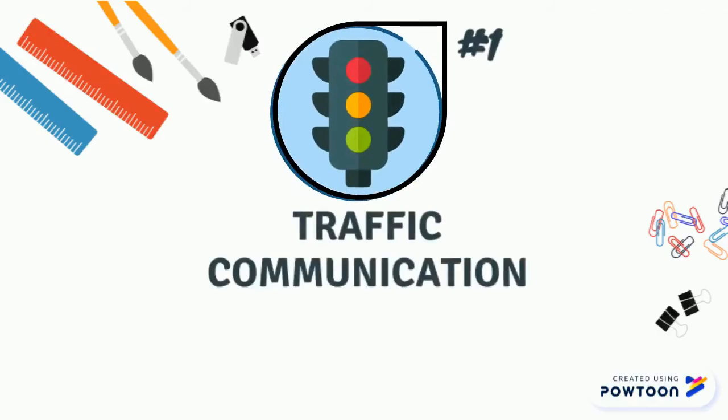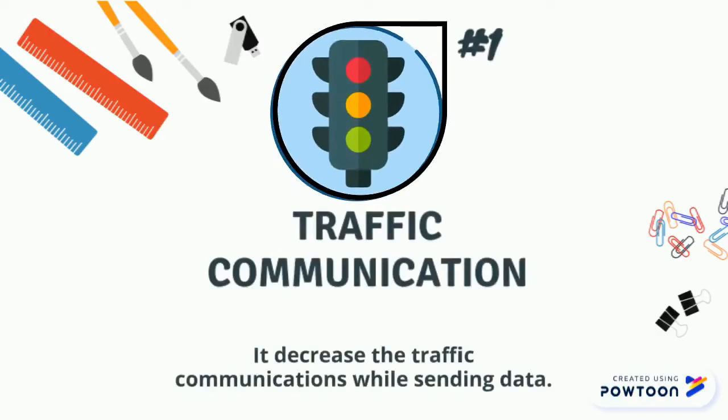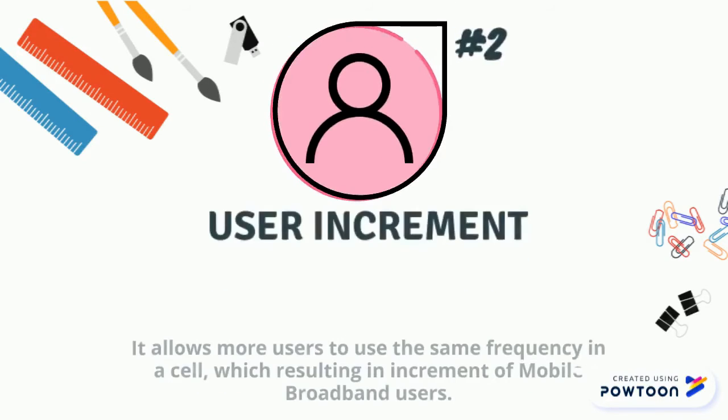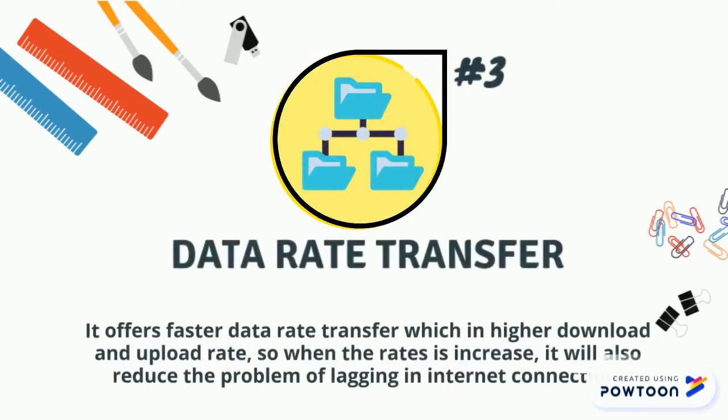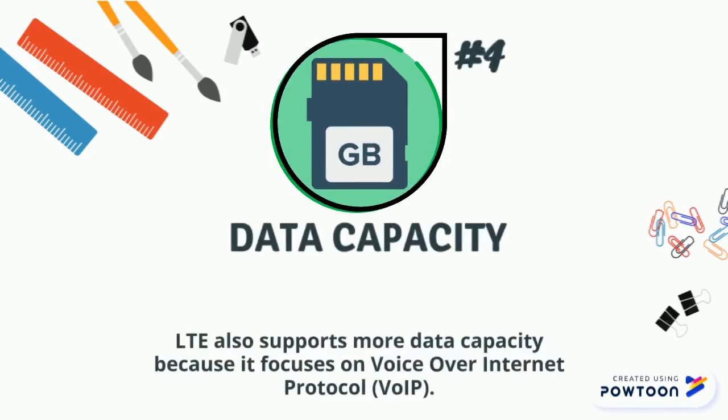Traffic communication. It decreases the traffic communication while sending data. User increment. It allows more users to use the same frequency in a cell, which results in increment of mobile broadband users. Data rate transfer. It offers faster data rate transfer, which means higher download and upload rate. So when the rate is increased, it will also reduce the problem of lagging in internet connection. Data capacity. LTE also supports more data capacity because it focuses on voice over internet protocol.